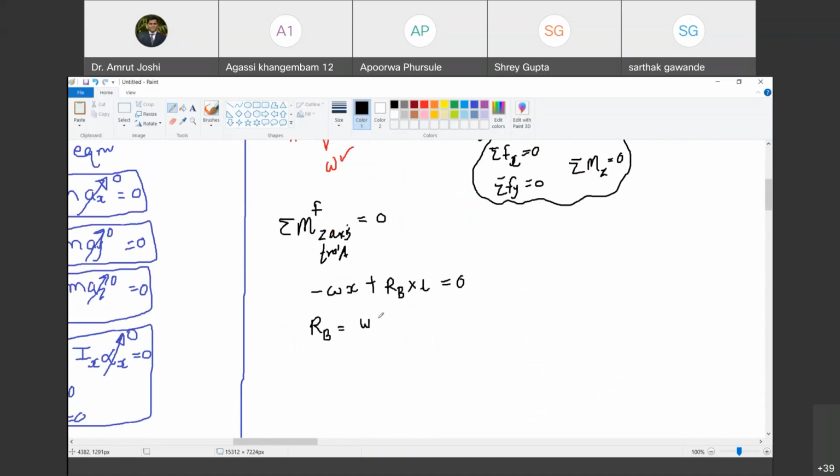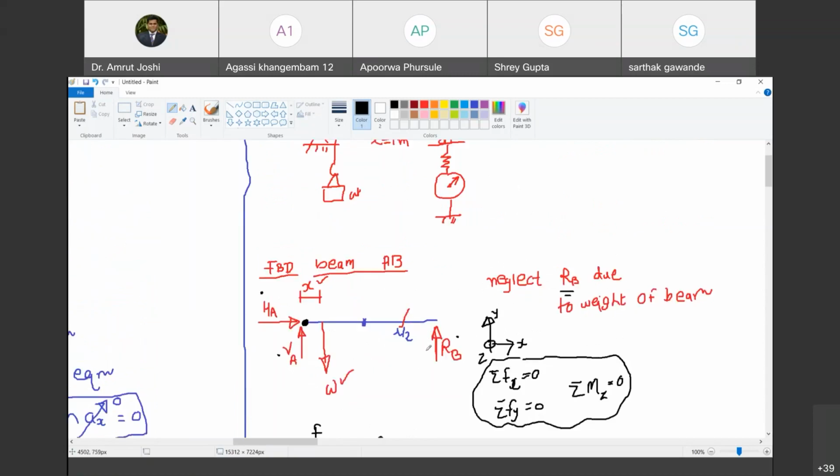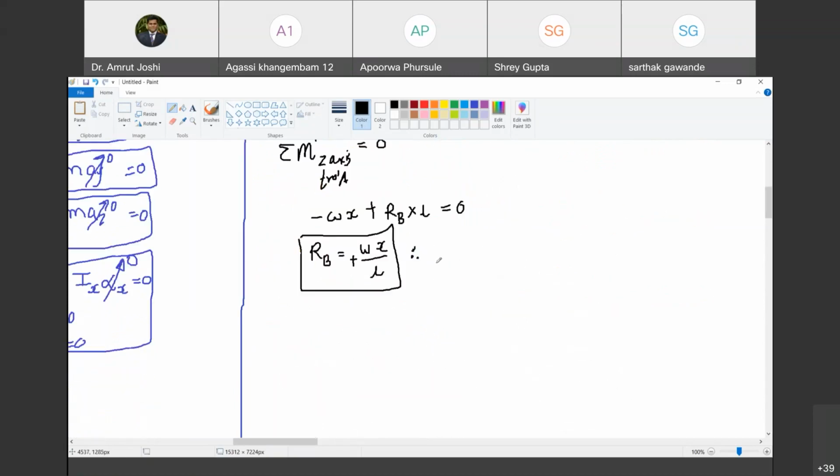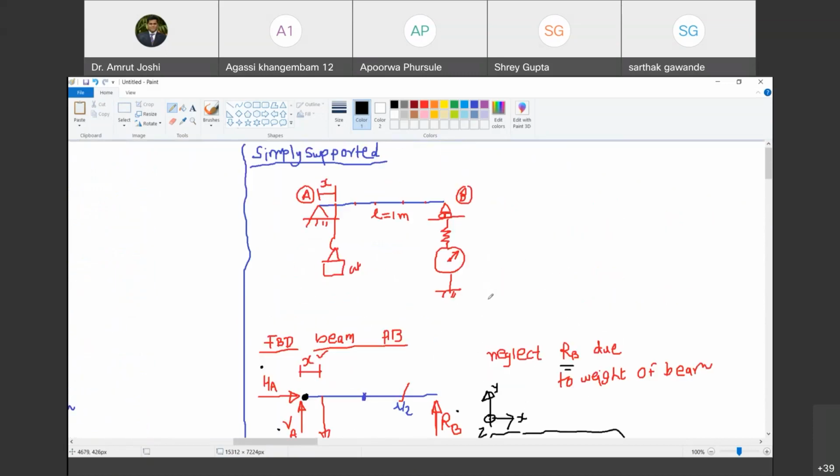It is Wx by L. Do you agree with me? Yes, sir. So have I obtained RB analytically? And as I have obtained it to be positive, therefore the originally assumed sense of RB is correct. The originally assumed sense was upwards. Therefore, it is correct. Happy? Yes, sir. W is known, X is known, L is known. I can find out RB analytically. Are you with me? Yes, sir.